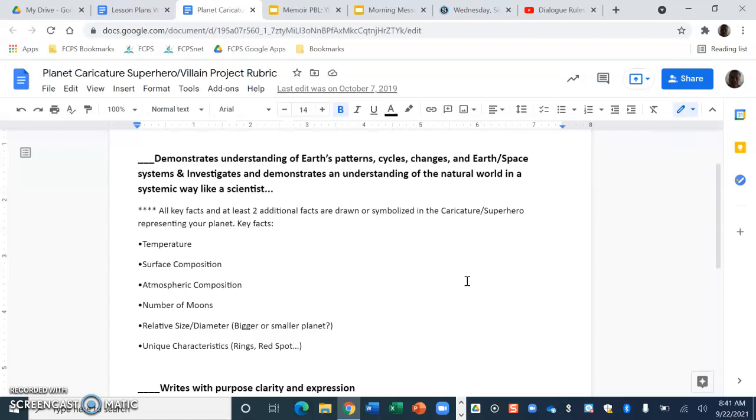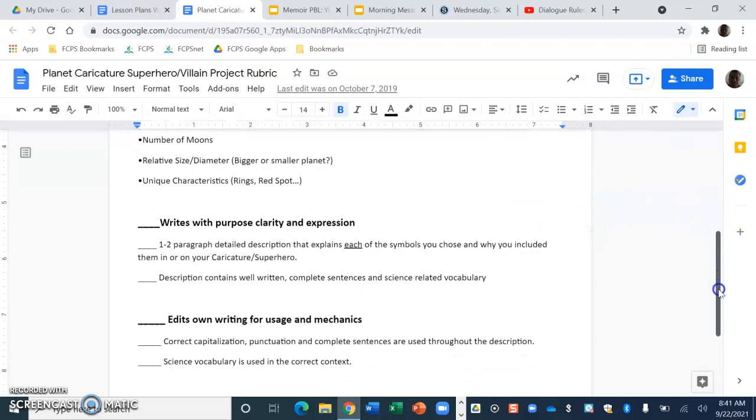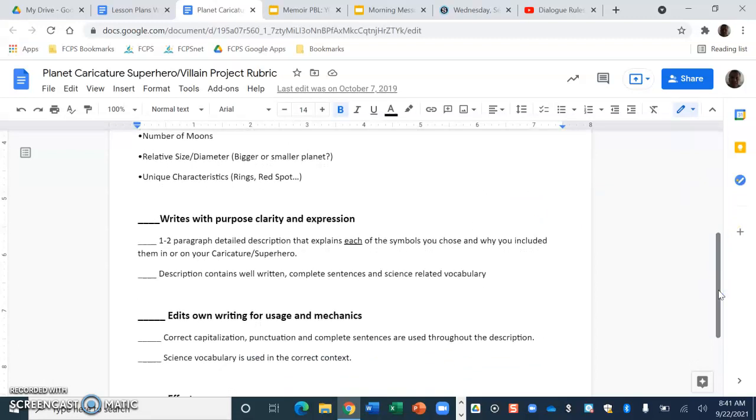So that is what you're doing in order to earn your science grade. So what I'm looking for is that these characteristics are symbolized in the superhero or the villain. In addition to that, on the back of the paper, if you're doing this on paper, or if you're doing it on a device, you would just write this in a different document. You would write a 1 to 2 paragraph description that explains each of the symbols and why you chose to use them on your caricature.